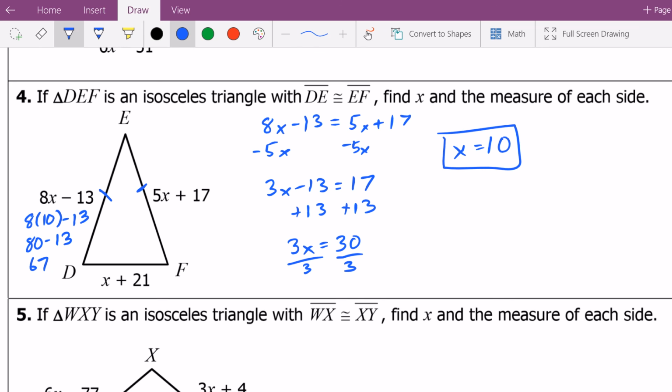Now we know automatically that the other side would have to be 67 as well. We could also plug in and get the same value. Now for the bottom we would just do 10 plus 21, which would end up giving you 31. So DE equals 67, EF equals 67, and DF equals 31.